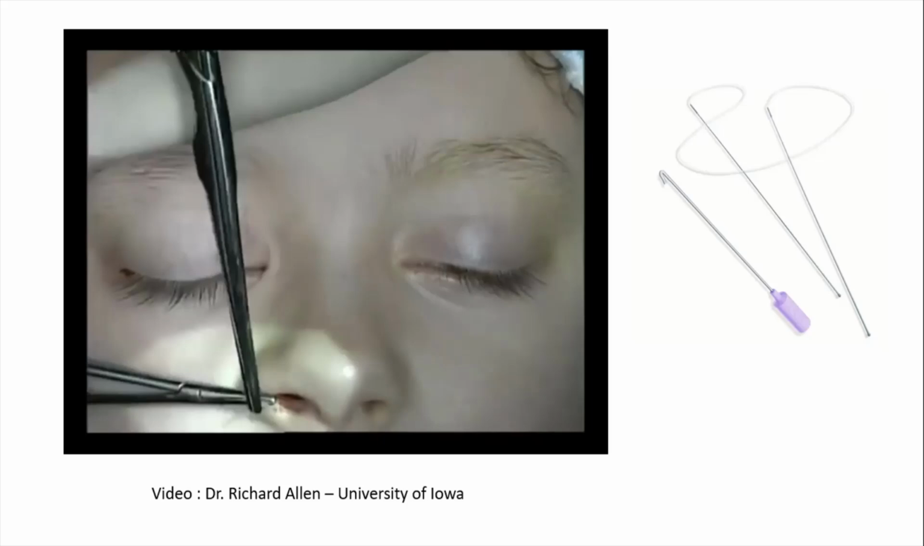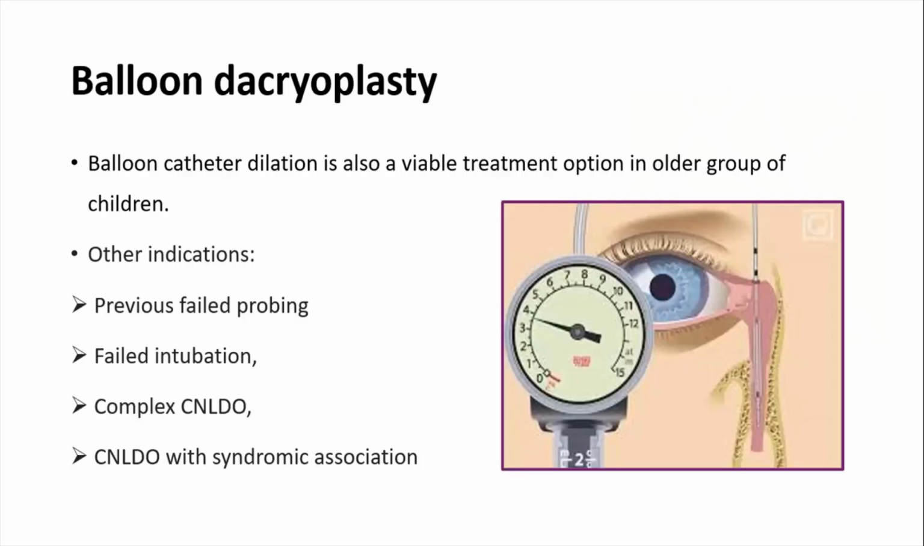So this stent is placed for at least 1 to 3 months, following which it can be removed by cutting the end at the punctal end and retrieving the knot from the nasal side. So in some older children where the repeated probings have failed, usually probing can be repeated at least 2 or 3 times. Despite that, if it fails, we can actually try this balloon dacryoplasty.